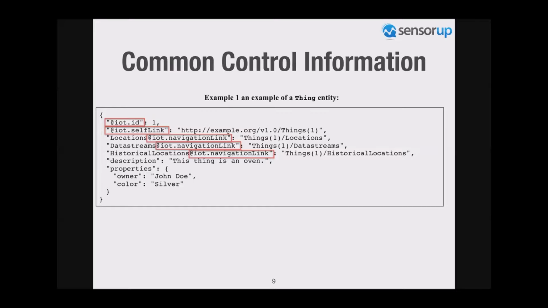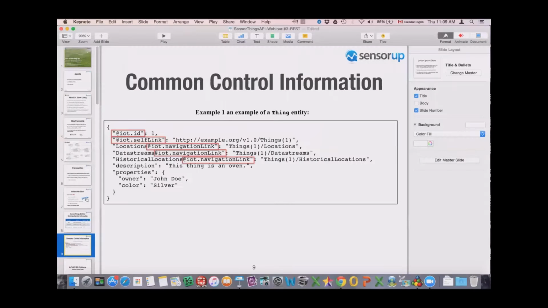And navigation link. If you look at the third box, Locations@iot.navigationLink. That tells you that the link on the right-hand side of the box allows you to link to the related locations. And we have 3 different navigation links in this case. They allow you to link to Locations, to Datastreams, and to HistoricalLocations. So let me show you an example.